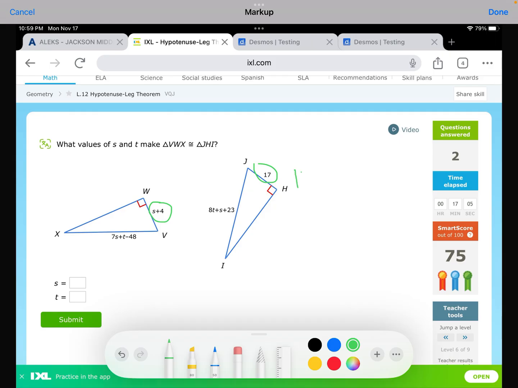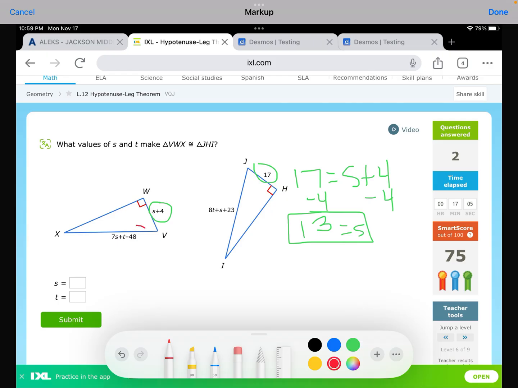Well, 17 would need to equal S plus 4. We could subtract 4 on both sides. And we get, 17 minus 4 is 13, and that would equal S. Okay, so there we go, we got S.